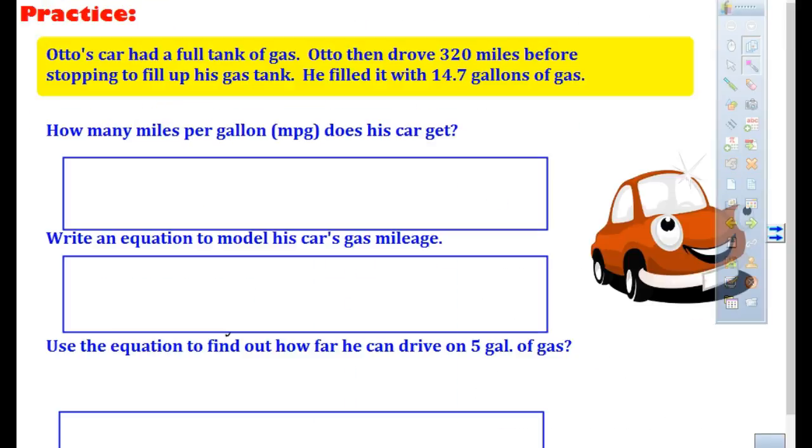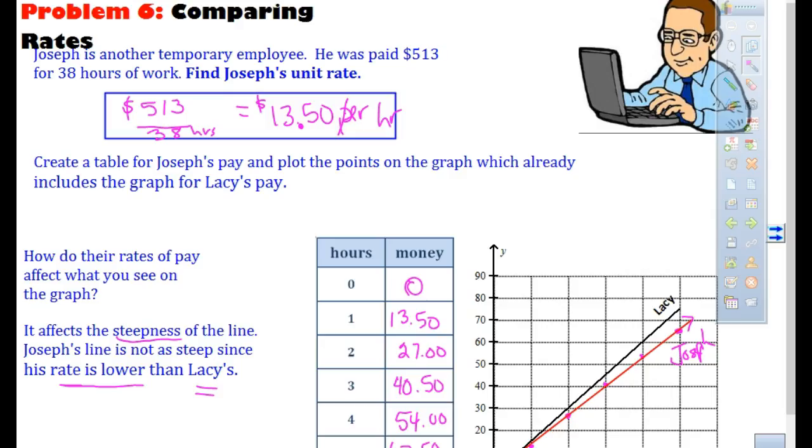Right now, we are going to fill in this last part of our note. So some of you didn't get that down. Right here, make sure you put that in that box, right? It says, how does it affect it? Please make sure you have this filled in. It affects the steepness of the line. Joseph's line is not as steep. His rate was lower than Lacey's. That's in that box. Give me a thumbs up when you got it so I know I can go on.